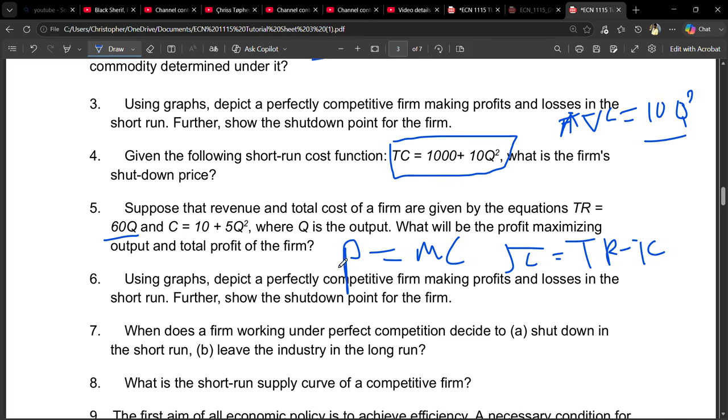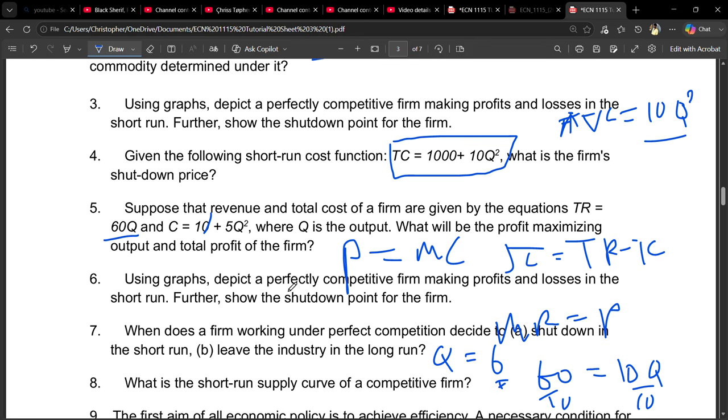Remember that in perfect competition, price is the same thing as marginal revenue. So we have total revenue. We can just get total revenue, we differentiate it, and we're going to get marginal revenue there. So we get 60, differentiate it, we're going to get 60 as our price, which is equal to marginal cost. We differentiate the total cost function: 10 goes, 2 times 5 is 10Q. So we're going to have 10Q. We divide by 10 there, we divide by 10 there. Our quantity is going to be 6.